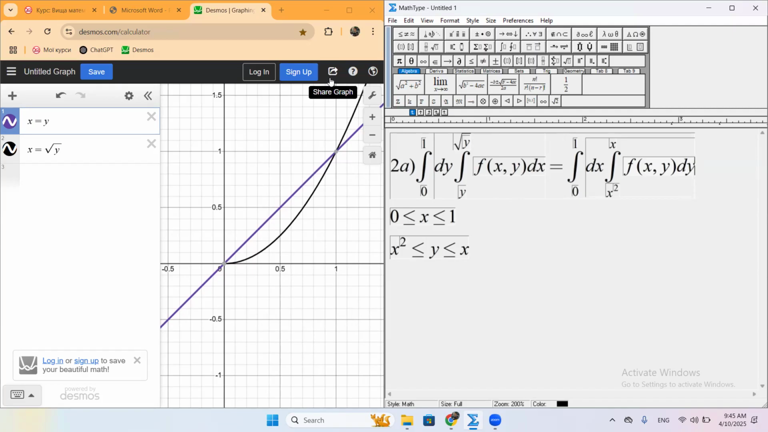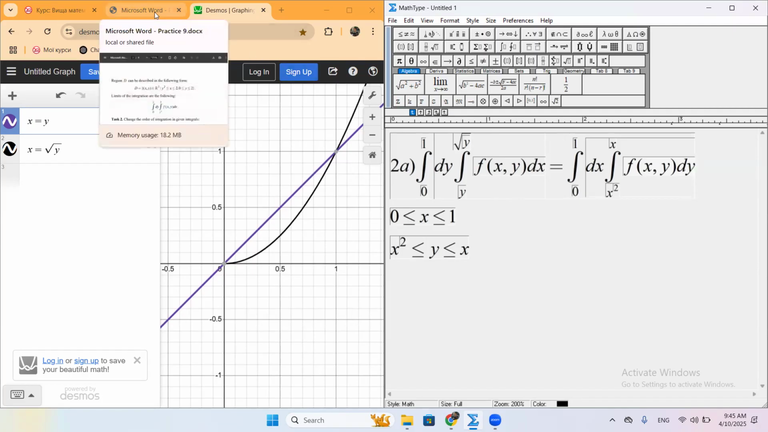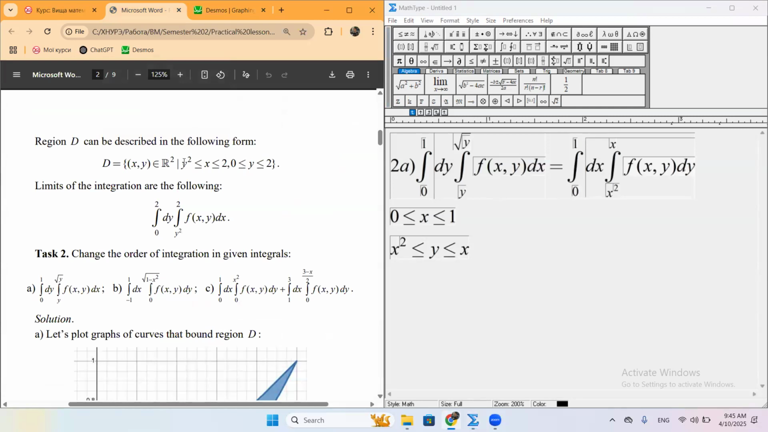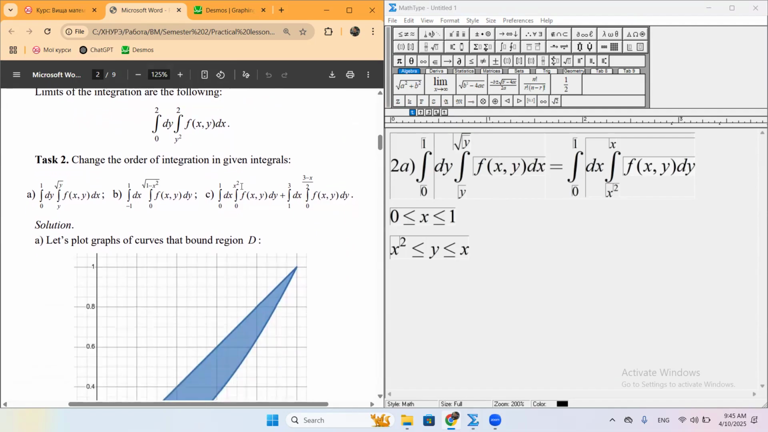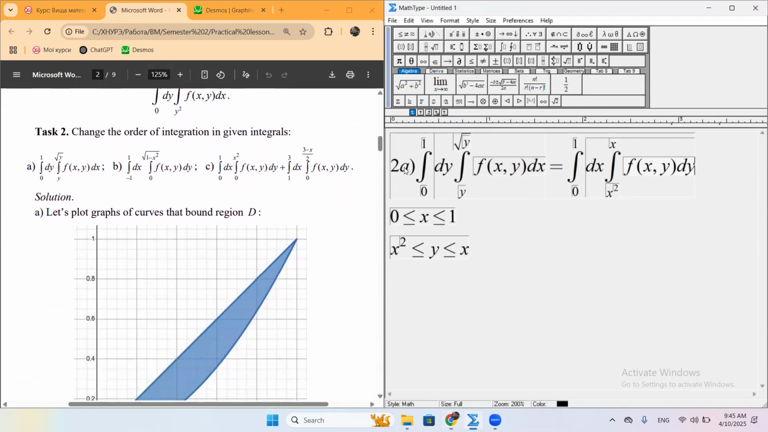Okay, I guess that everything is clear. You will have to do more practice, and it will be more understandable. Now moving to exercise b.